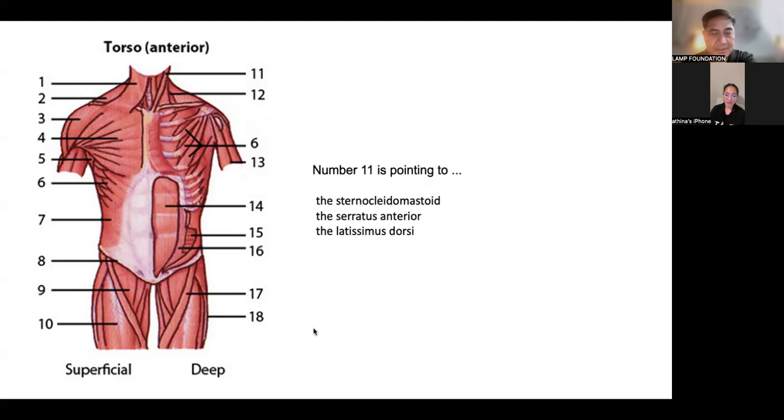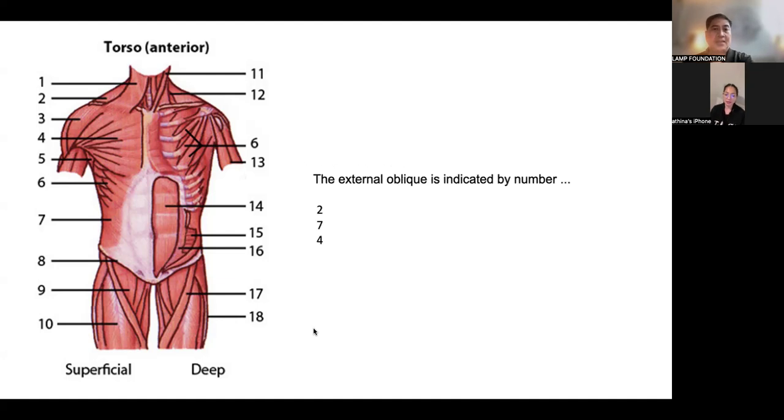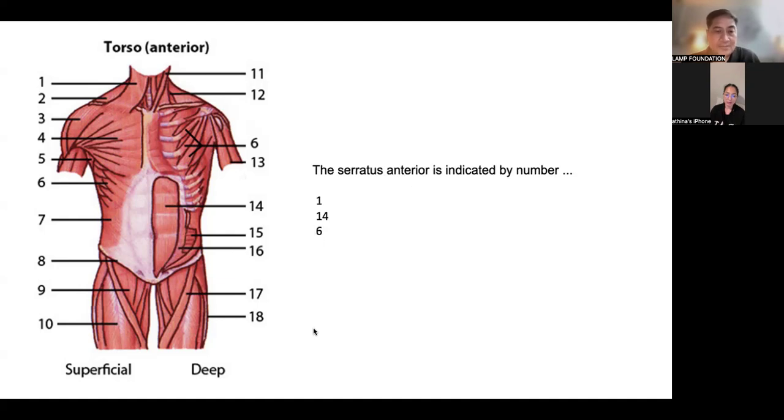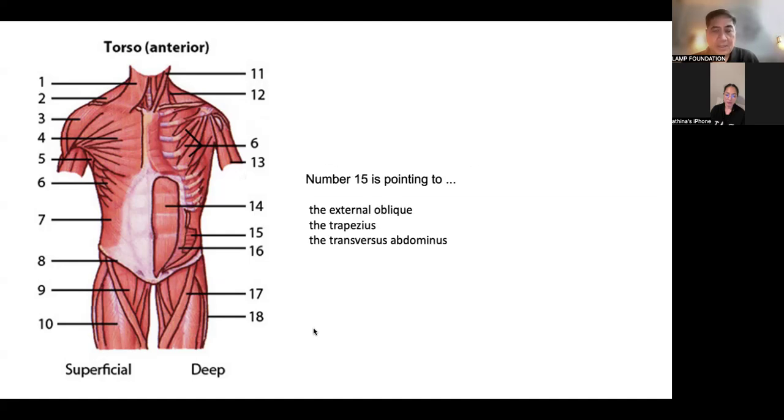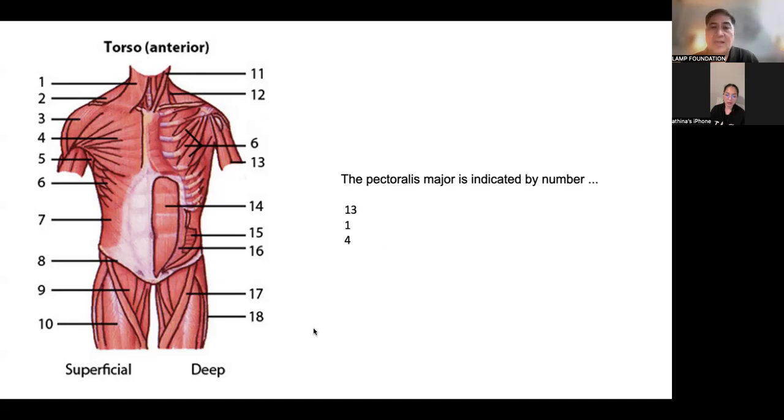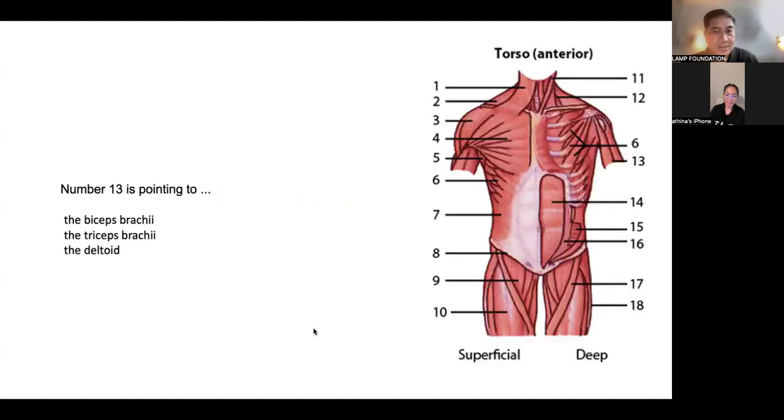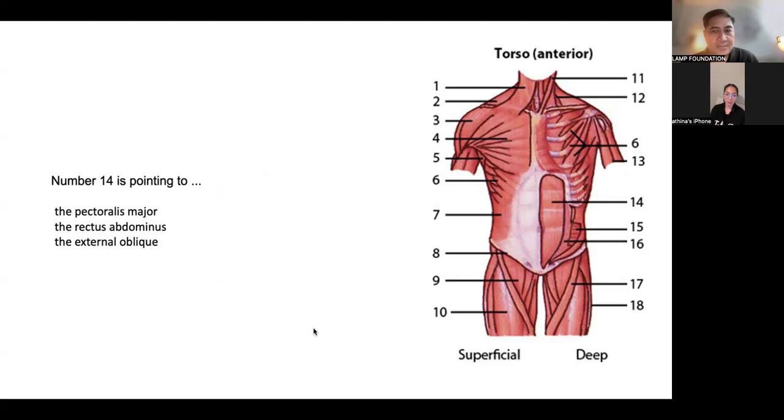Number 8 is the inguinal ligament. Number 11 is the sternocleidomastoid. External oblique, that's number 7. Serratus anterior, number 6. Trapezius, that's number 2. Number 15 is the transversus abdominis. Pectoralis major, that's number 4. Number 13 is biceps brachii. Number 14, the rectus abdominis.